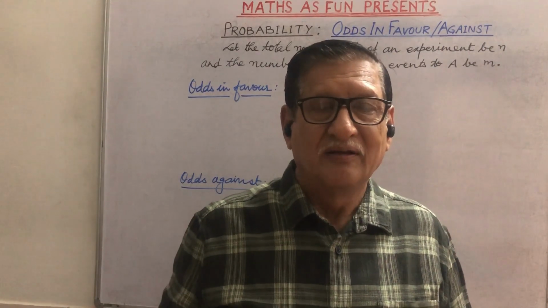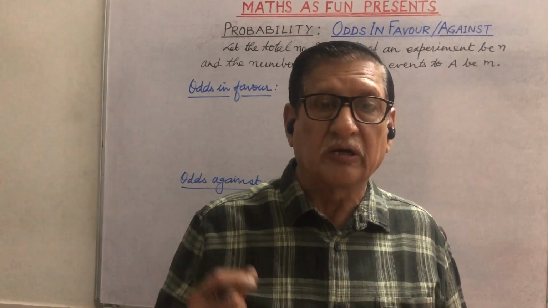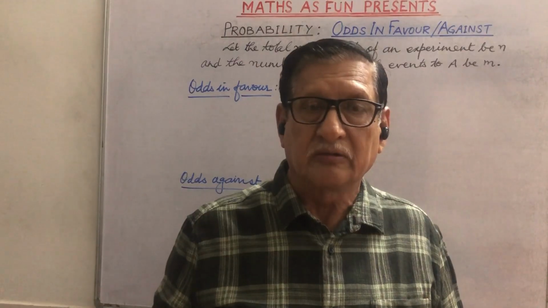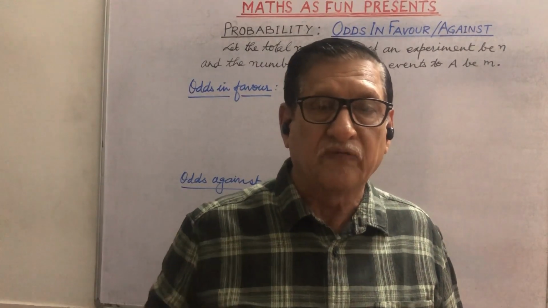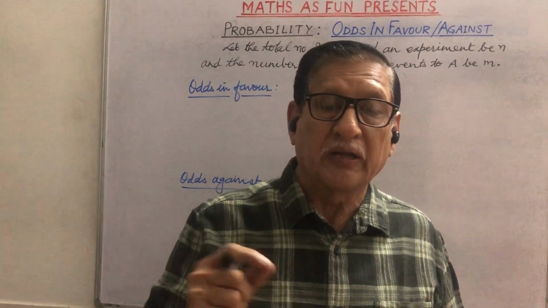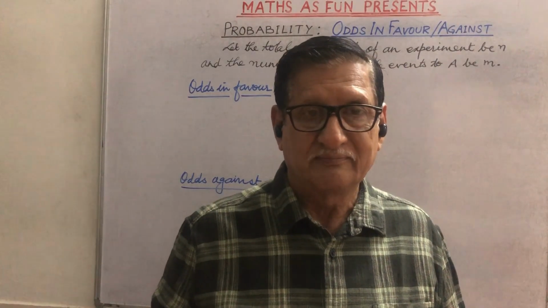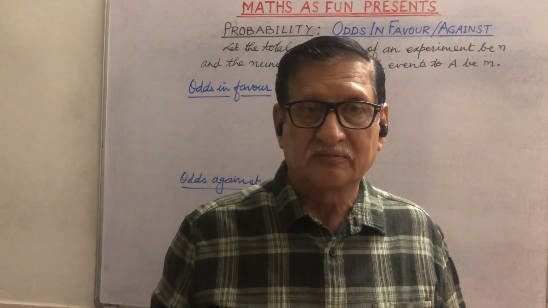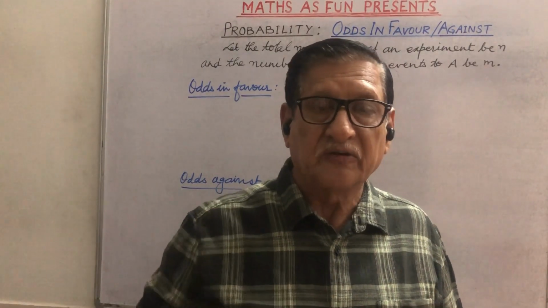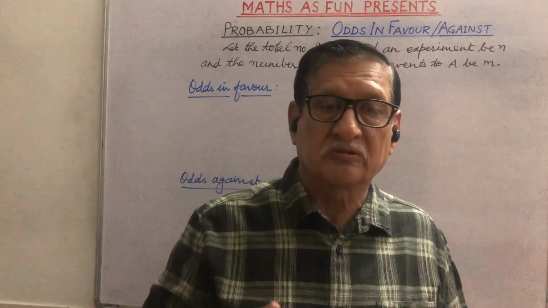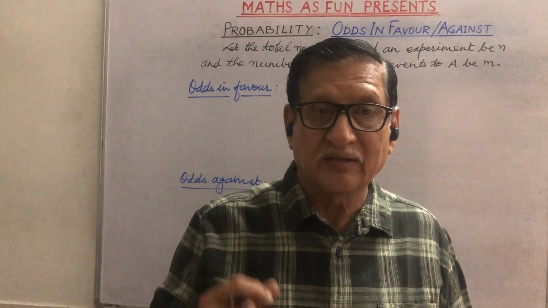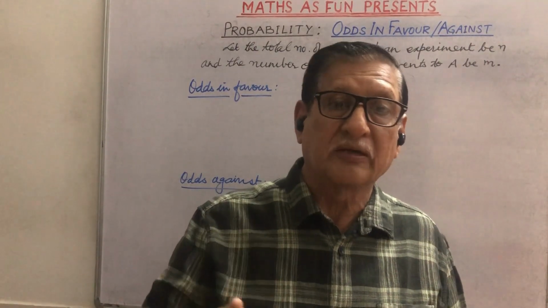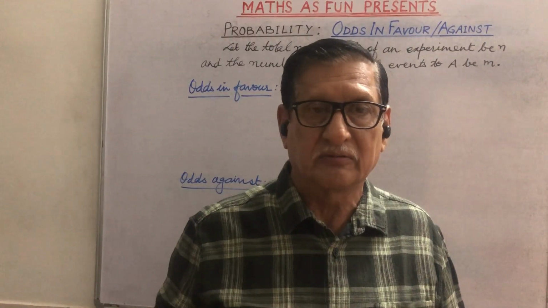Hello everyone. In the previous videos we have learned how to find out the probability of an event by applying the empirical formula and also by applying the classical formula. In this video we are going to learn about odds. What is odds in favor and what is odds against? What is the meaning of that and how to apply that to find out the probability of an event.